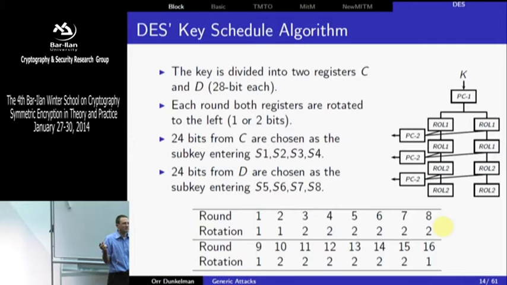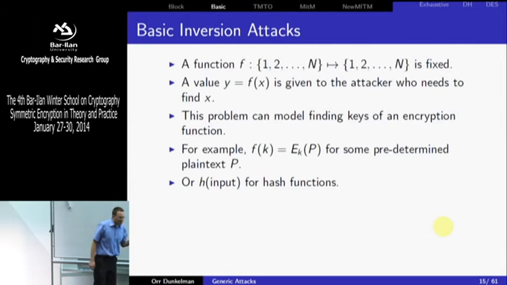And I know that you like functions, so here is a problem. I'm giving you a random function from 1 to n, from this domain to this domain. This is a random function. Now I'm giving you the following challenge. Here is y. Y is f of x. You don't know x, but I'm giving you y. Can you please find me an x, one of the x's that satisfy f of x is equal to y?